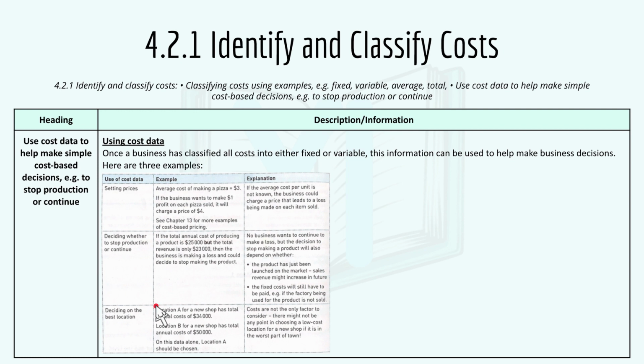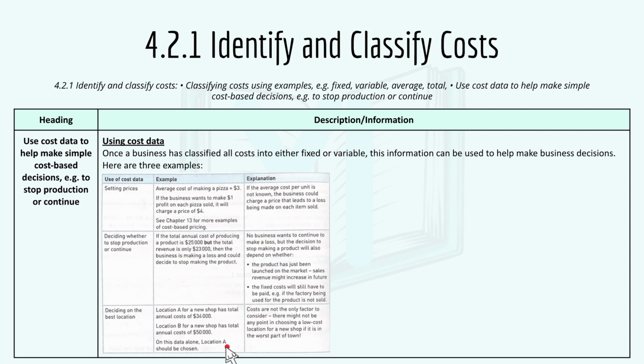For deciding on the best location, for example, location A for a new shop has a total annual cost of 24,000, and location B has a 15,000 annual cost. On this data alone, location B should be chosen.